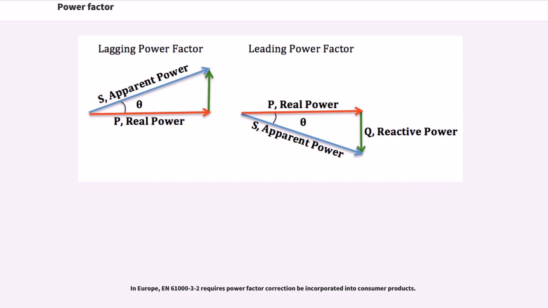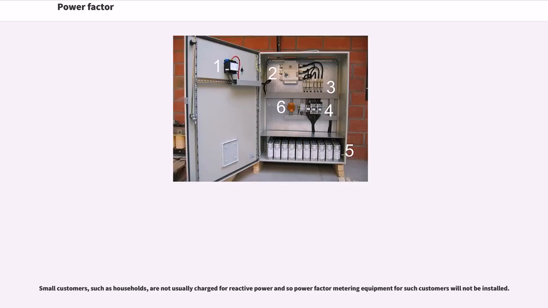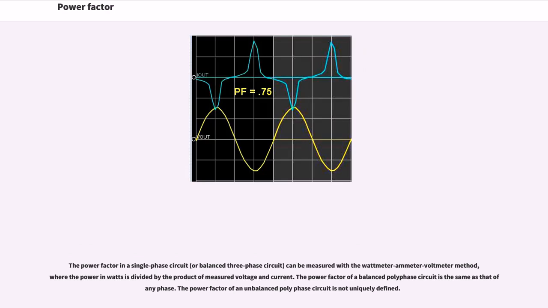In Europe, EN 61032 requires power factor correction be incorporated into consumer products. Small customers, such as households, are not usually charged for reactive power, and so power factor metering equipment for such customers will not be installed. The power factor in a single-phase circuit can be measured with the wattmeter-ammeter-voltmeter method, where the power in watts is divided by the product of measured voltage and current. The power factor of a balanced polyphase circuit is the same as that of uniphase. The power factor of an unbalanced polyphase circuit is not uniquely defined.